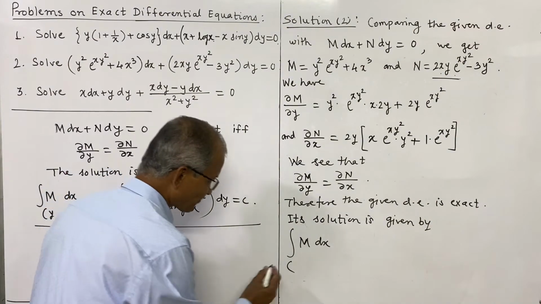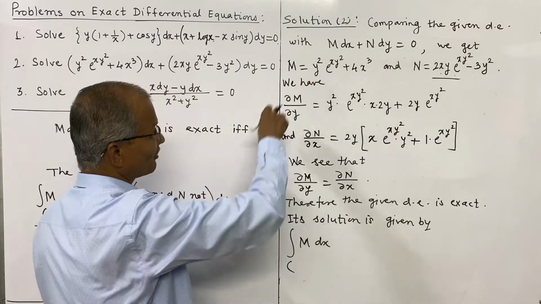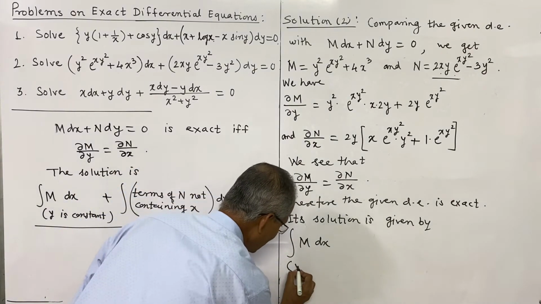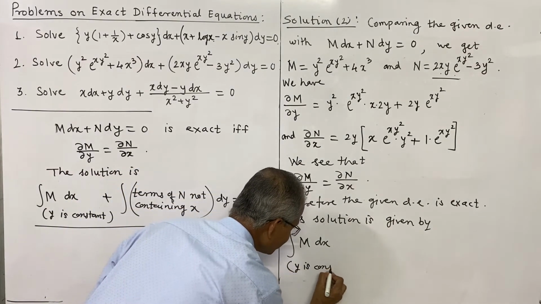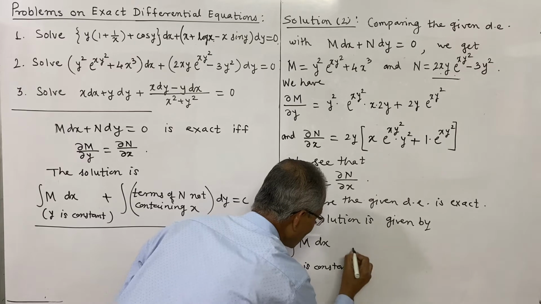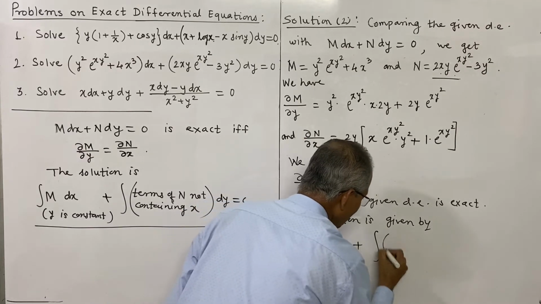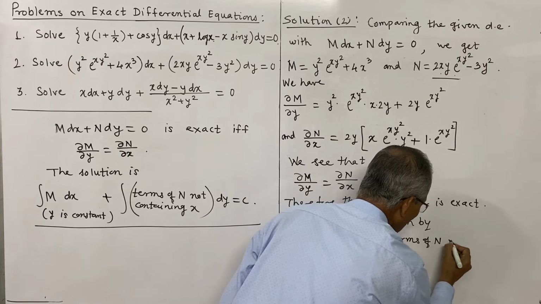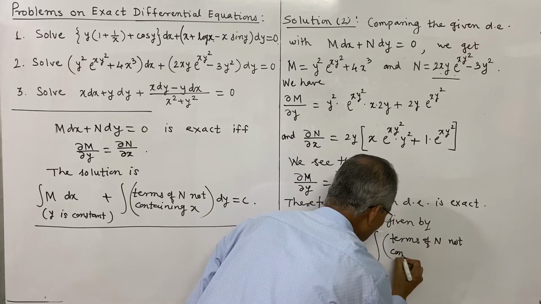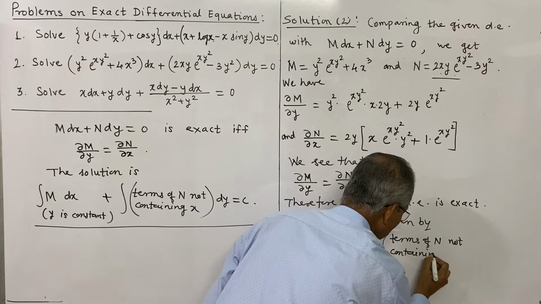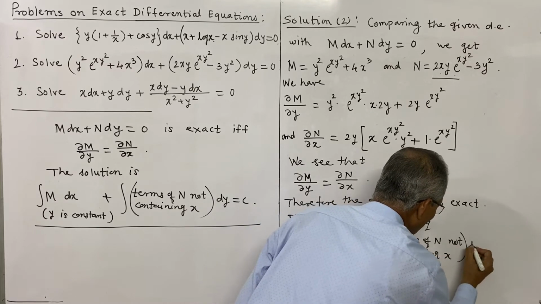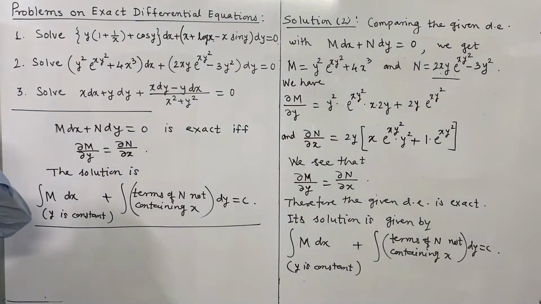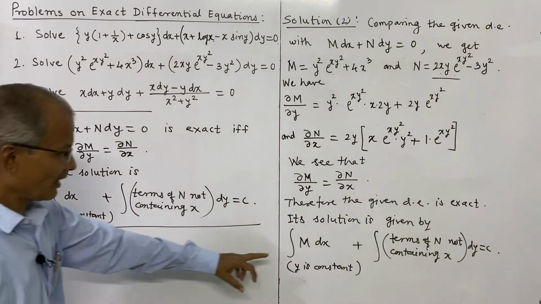We should write the rule so that we have to remember this. So integral m dx, remember the condition, remember the form of the exact differential equation, and the steps are fixed. Y is constant, plus integral terms of n not containing x into dy is equal to c. Same I have written. And now we shall write the value of m.